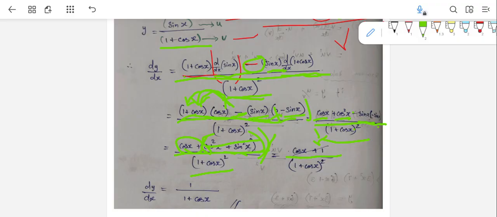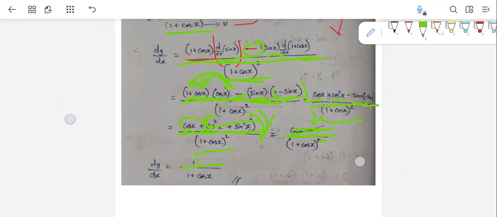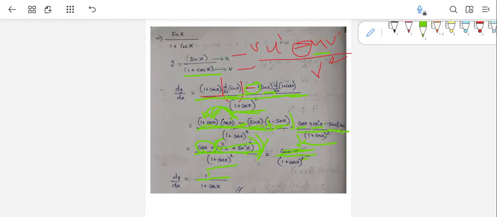So again, 1 plus cos x or cos x plus 1, both are the same, right? So here cos x plus 1, and here 1 plus cos x whole square. So one factor from the numerator and the square will get cancelled. In the end, you will have only 1 by 1 plus cos x. So this is the answer, guys. When you differentiate sin x divided by 1 plus cos x, the answer is just 1 by 1 plus cos x. That's it. I hope it's clear.